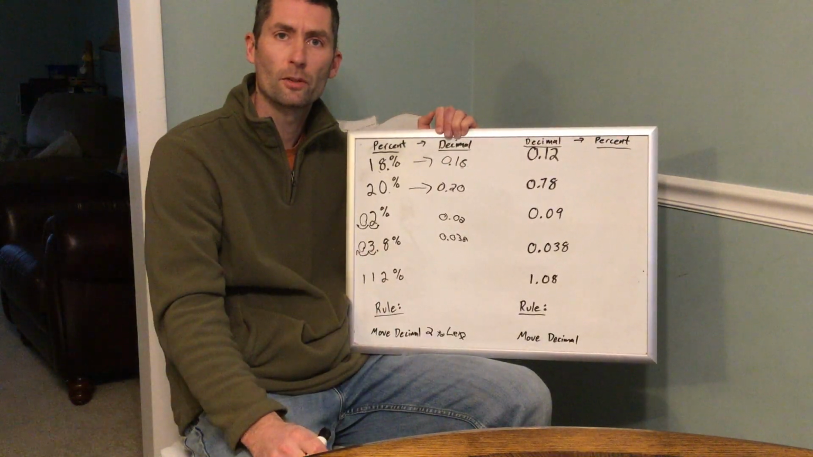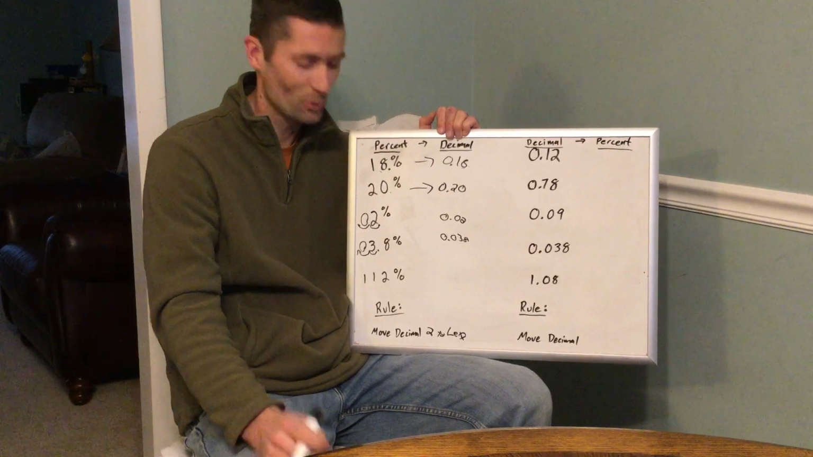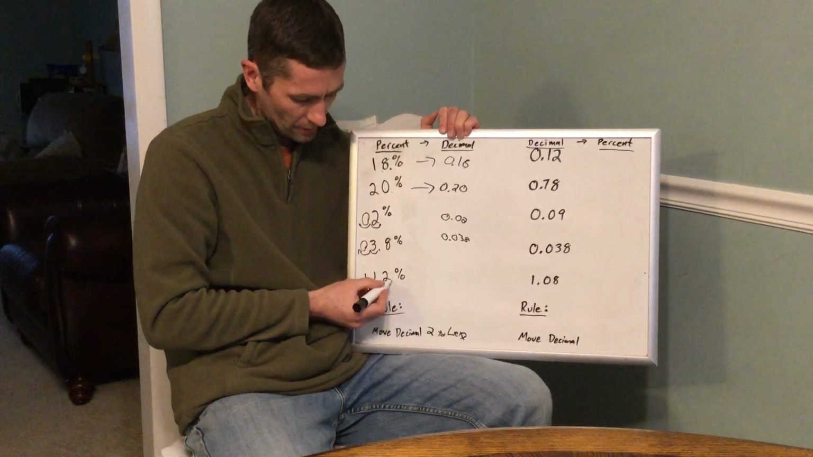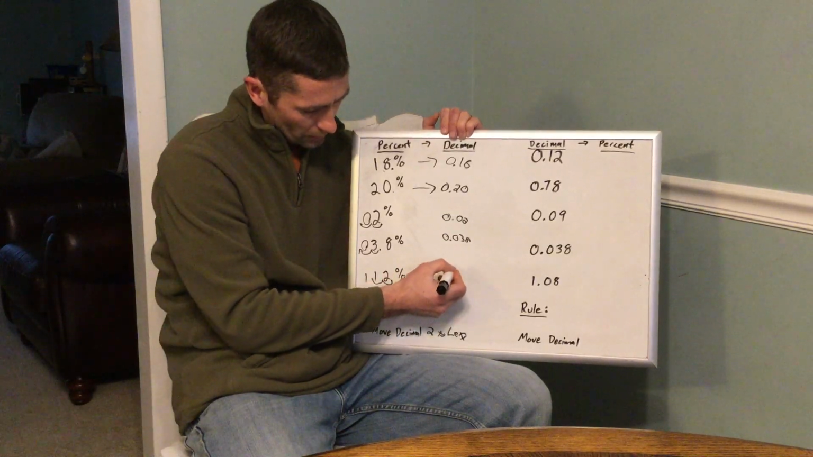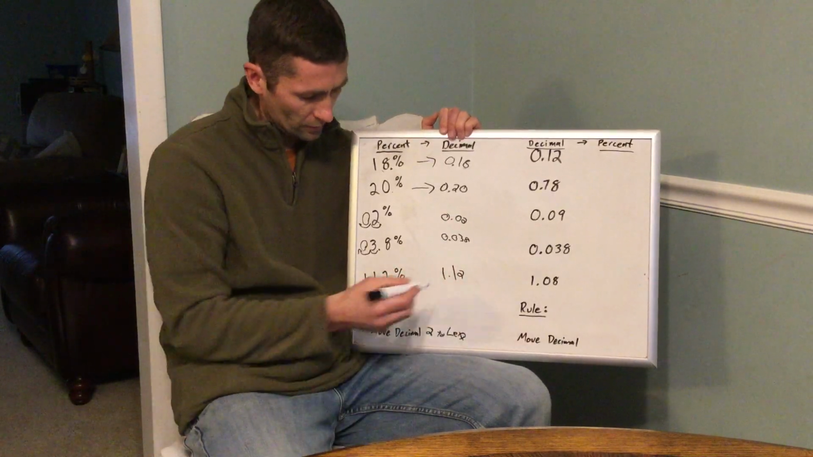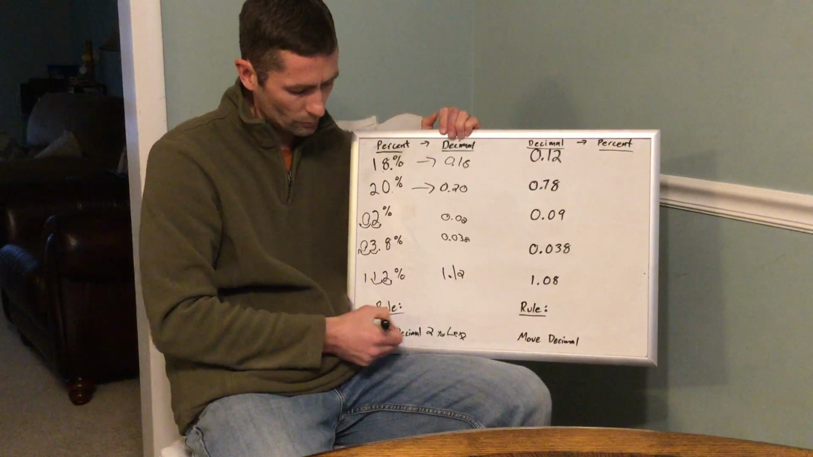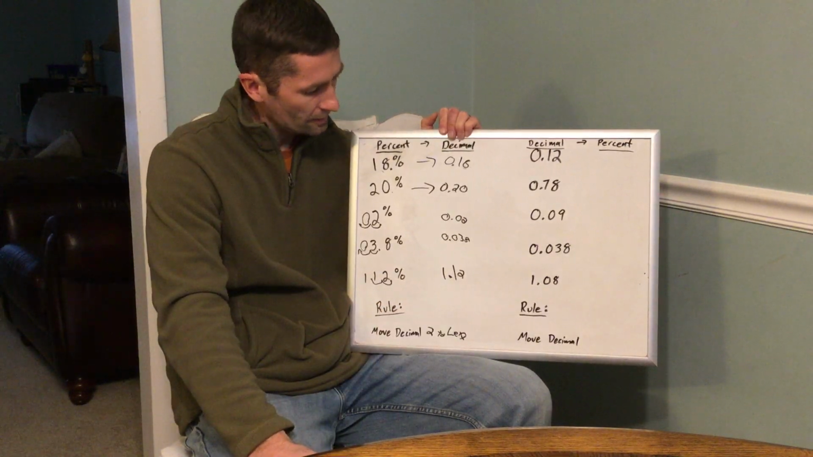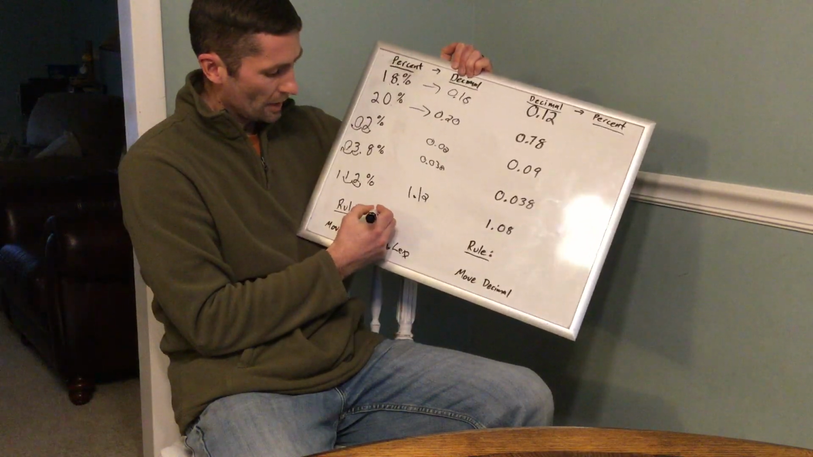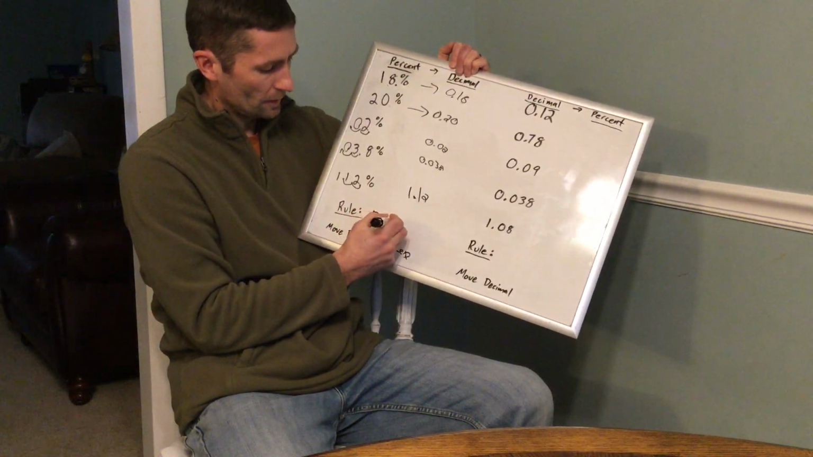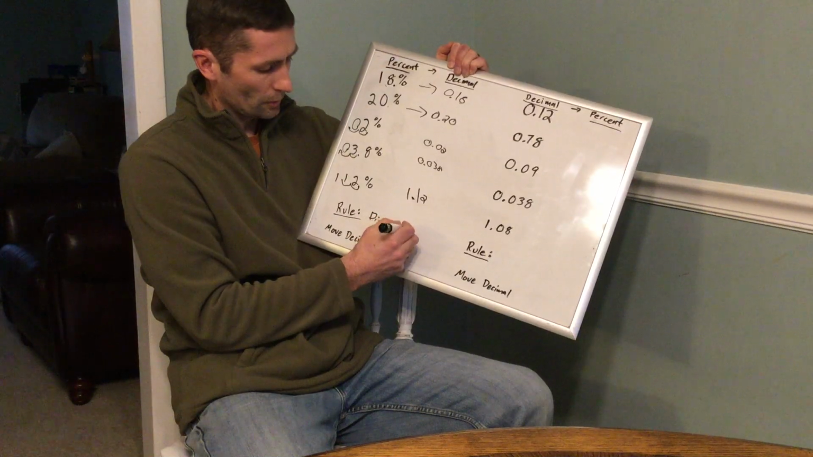112%. Well, that's got to be bigger than 1. 100% is 1. So the decimal was there. We're moving it over 2 spots. So it's 1.12. 1 and 12 hundredths. All right, so our rule, we move the decimal 2 spots to the left. So what we're really doing is we are dividing by 100 because it's percent, per hundred.